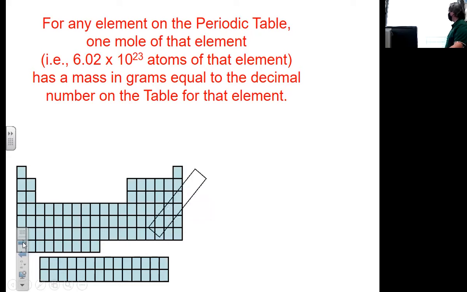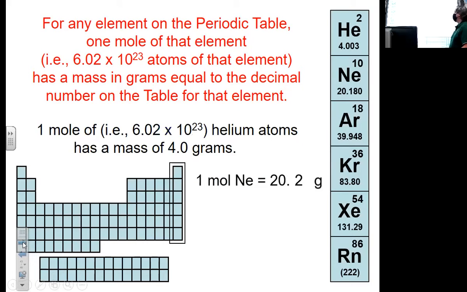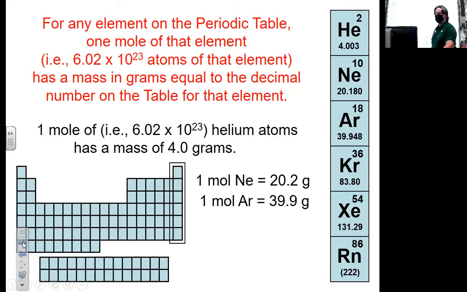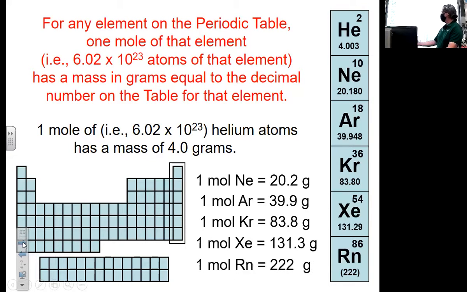So here's your periodic table. Right here on the periodic table is your mass. If you have a mole of neon, it weighs 20.2, round to one number past the decimal. You have a mole of argon, 39.9. And on down the line, krypton, 83.8, xenon, 131.2, and radon, 222. The ones with parentheses around them, we're going to talk about more at the end of next week. Those are atoms that only have one type, and so that's why it doesn't have a decimal.